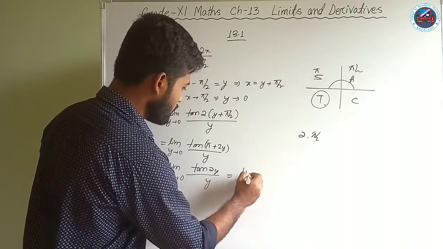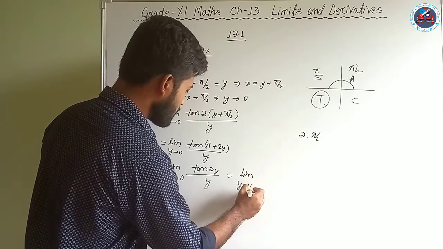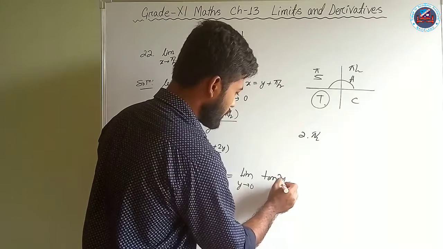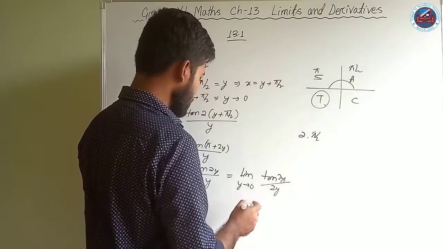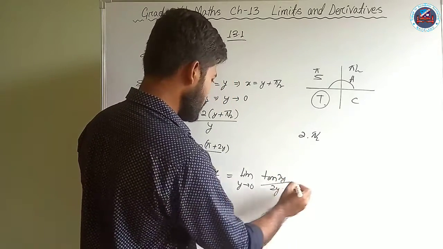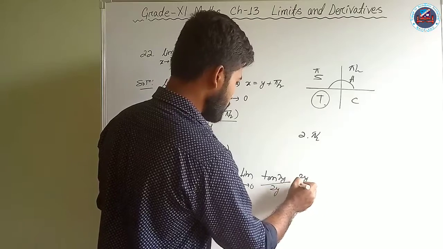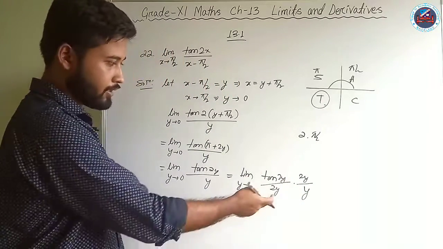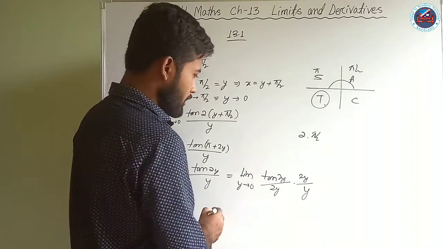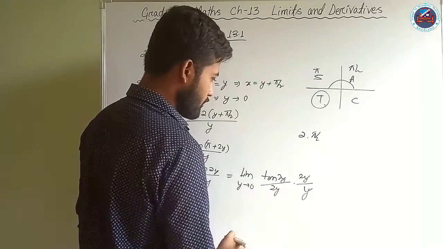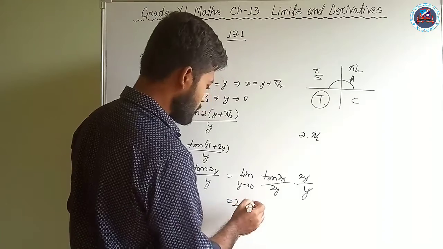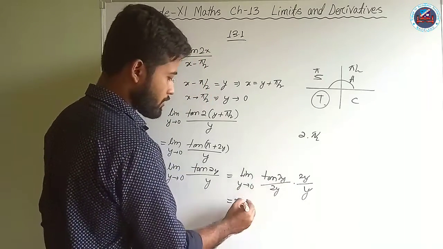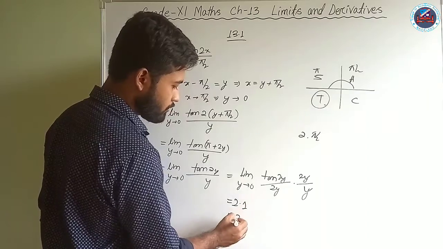This is equal to limit y tends to 0, tan of twice y, which can be written as tan twice y by y into twice y divided by y. The same thing, I can cancel out the twice y, and I'll get the same thing here. Now from here I can cancel out the y's, and I can take the 2 outside. So limit of tan of twice y by twice y will be equal to 1, and that is equal to 2.